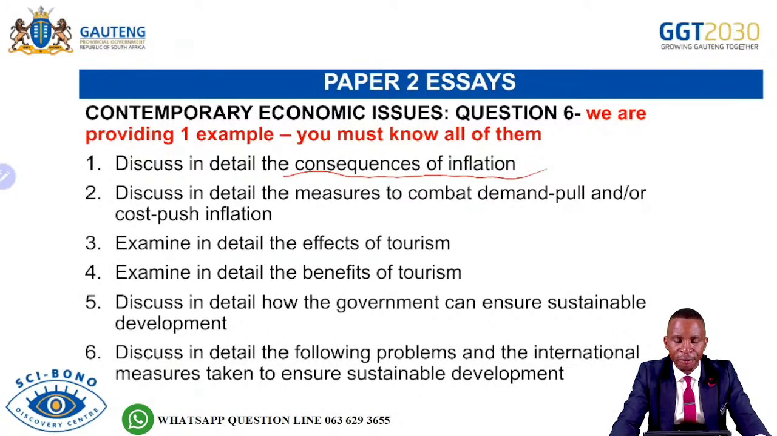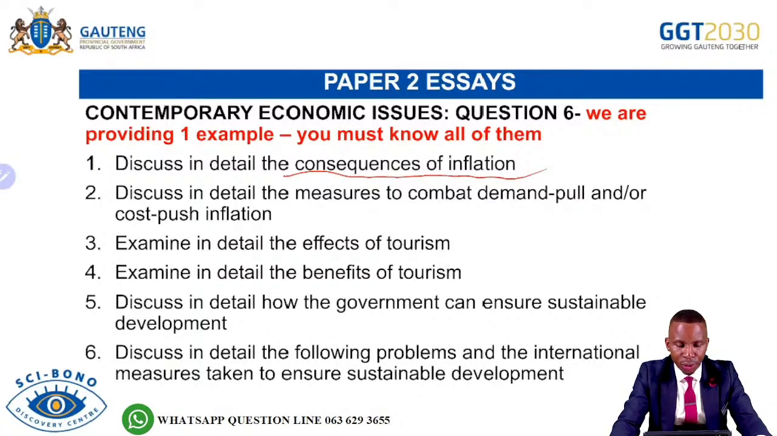Examine in detail effects of tourism. You need to know effects of tourism, environmental effects. We talk about environmental effects. We talk about on the employment, on the GDP of the country, etc. It is very important that you know how tourism affects those components. This is one of the easy essays that you can come across in the examination. Examine in detail benefits of tourism. How does the tourism benefit relevant stakeholders in the economy? You must be able to discuss them in detail.